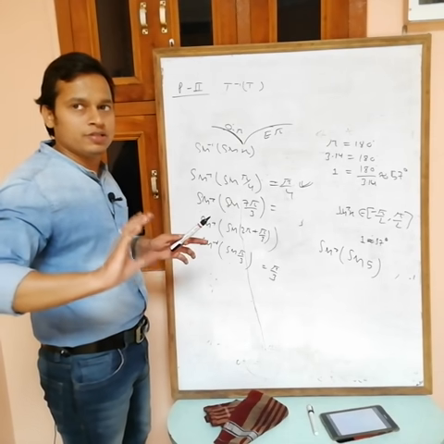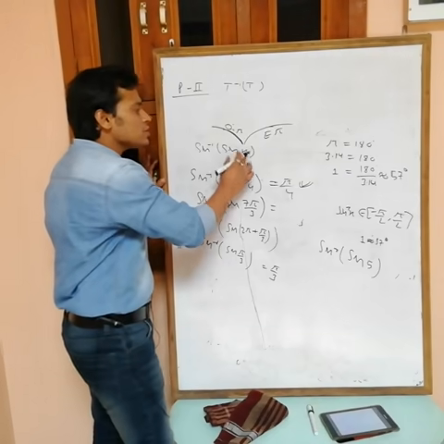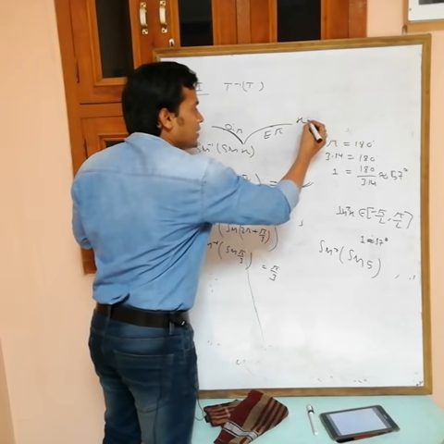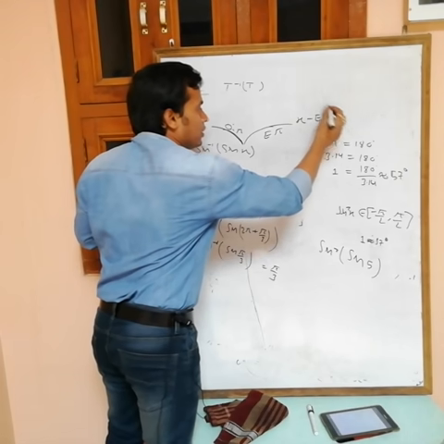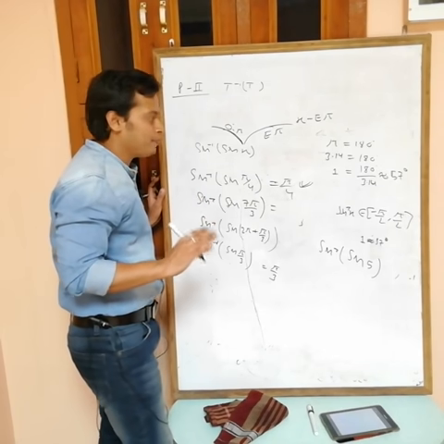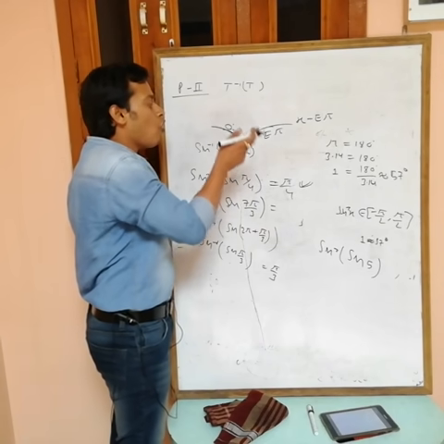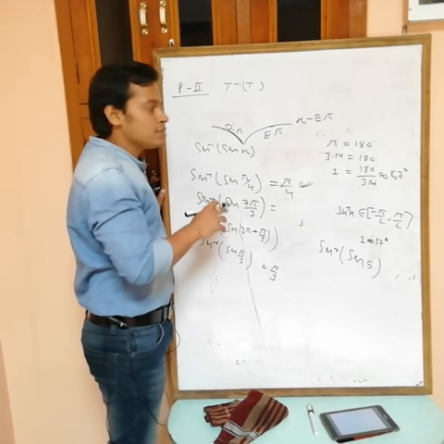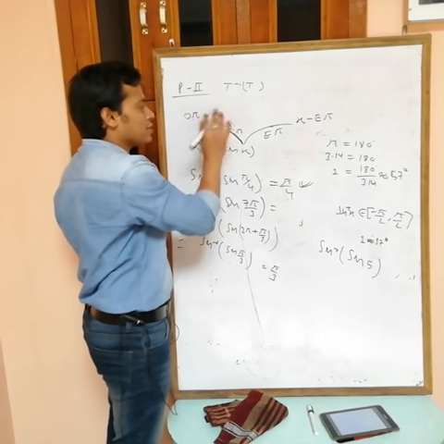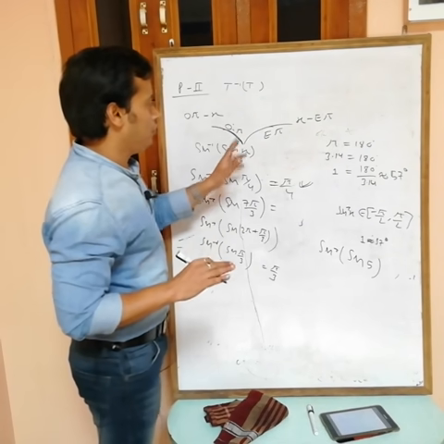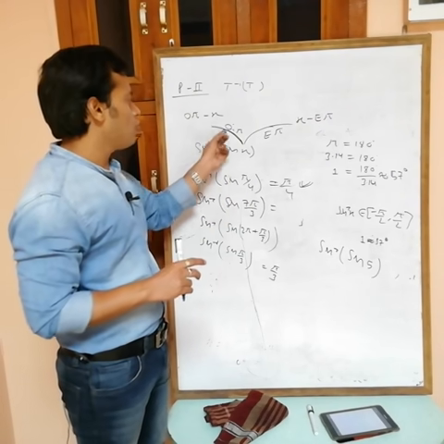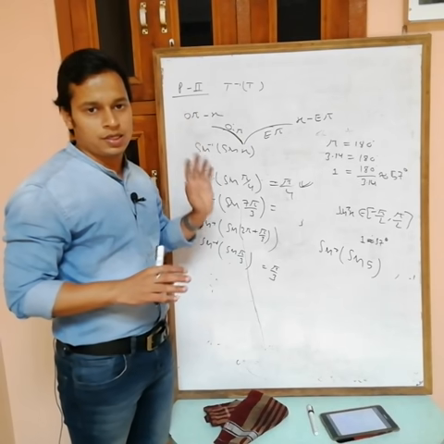I will take an example, just listen. If x is near to an even multiple of pi, then the answer is x minus that even multiple of pi. And if x is near to an odd multiple of pi, then the answer is that odd multiple of pi minus x. If you just remember these two formulas: if near to even pi then x minus even pi, if near to odd pi then odd pi minus x.